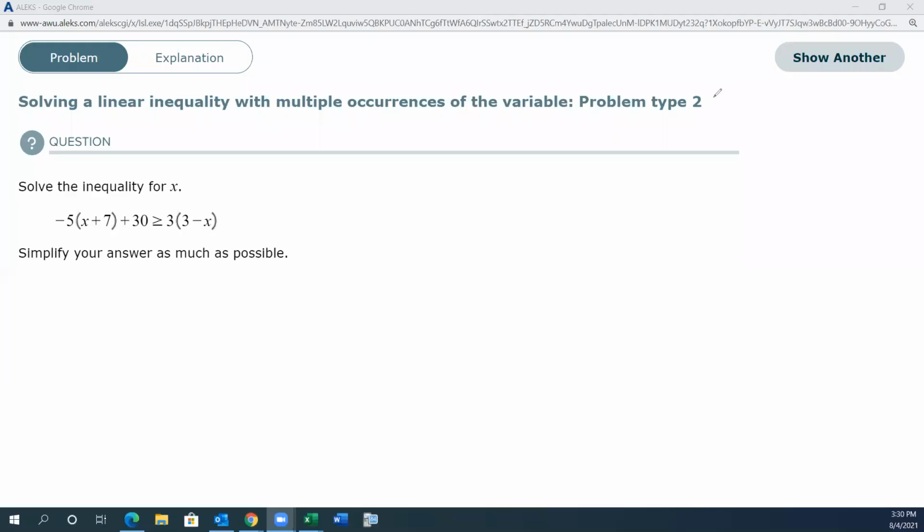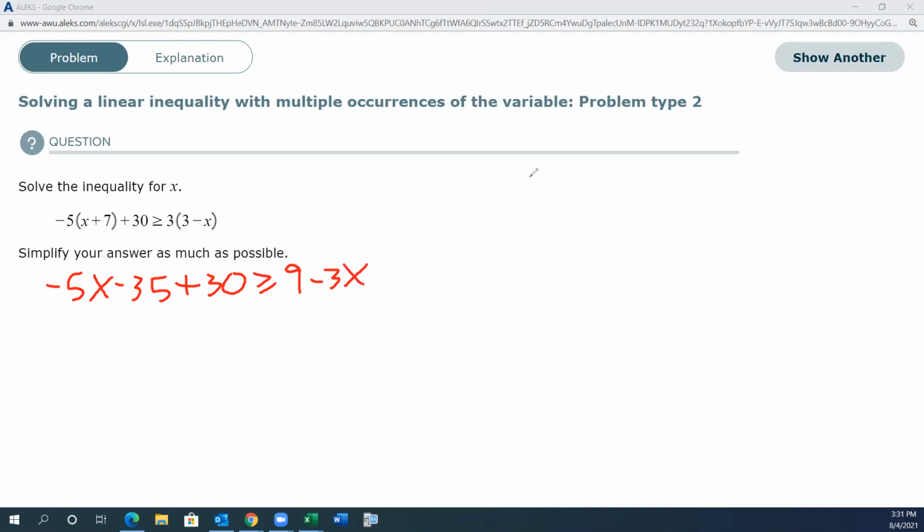Okay, so now we're solving for x. Super cool. What more could a guy ask for? Okay, so first let's get rid of those parentheses. So I'll multiply the -5 through. And then multiply the 3 through the parentheses.